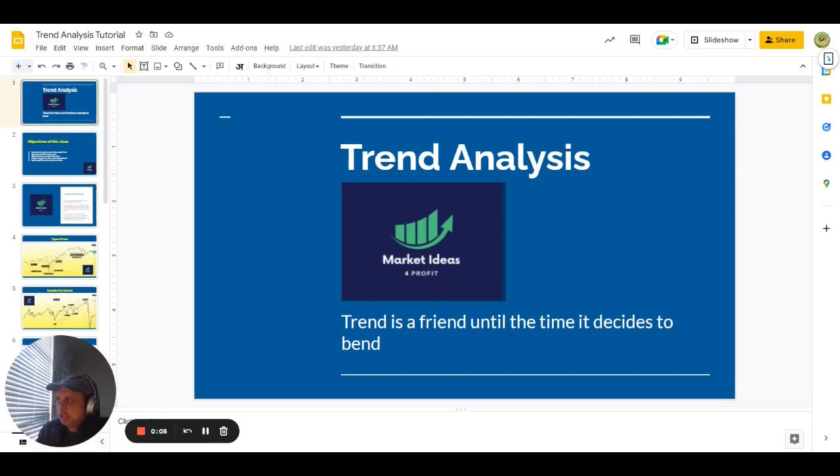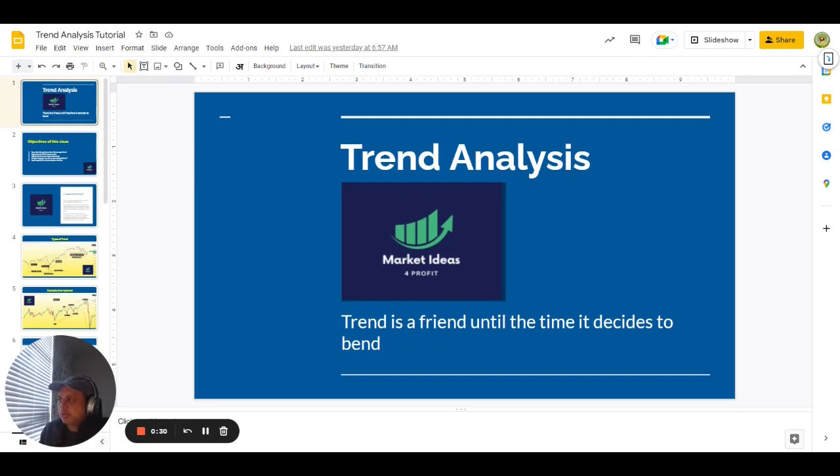Today's topic is trend analysis, and I'm going to give you a brief overview of what trend is all about and how important it is when you study a chart and want to make a decision based on what you see on the chart to buy or to sell a stock. So, this is a subject that is very, very important to understand.